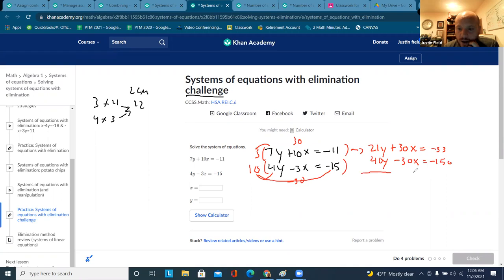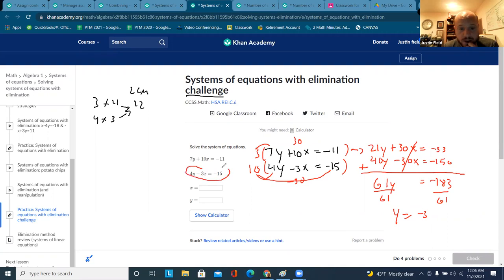And now I can combine the equations. The x's will cancel and I will get 61y. What is that? Negative 183. Okay, I think we are in good shape. I think Mr. Field does have it. Was that 3? It's 3 already. Negative 3. Okay, so now I'm going to substitute negative 3 in.